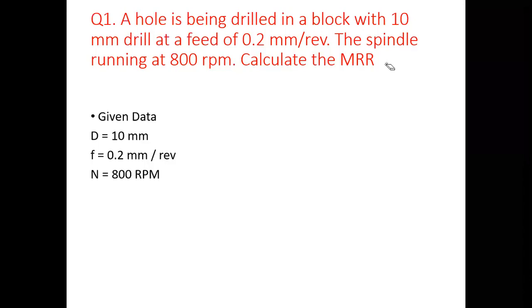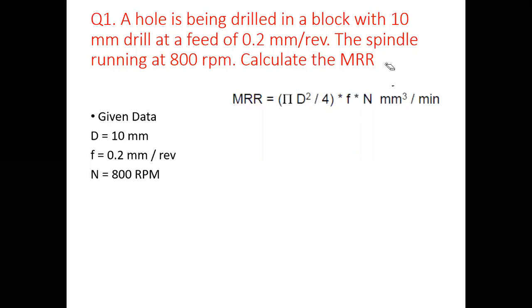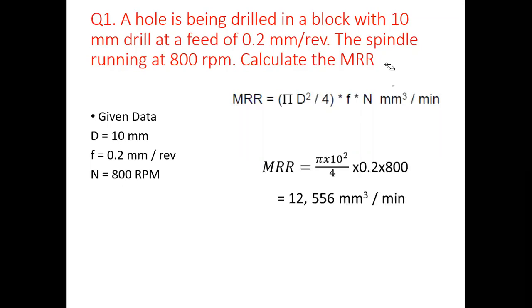So what is the given data? The diameter of the drill is 10 mm, feed is 0.2 mm per revolution and N is 800. The formula for material removal rate is very simple: area of the drill, pi d squared by 4, into f into N. Just substitute these values in this formula. So MRR is pi into 10 squared by 4, into 0.2 mm, into 800 revolutions per minute.